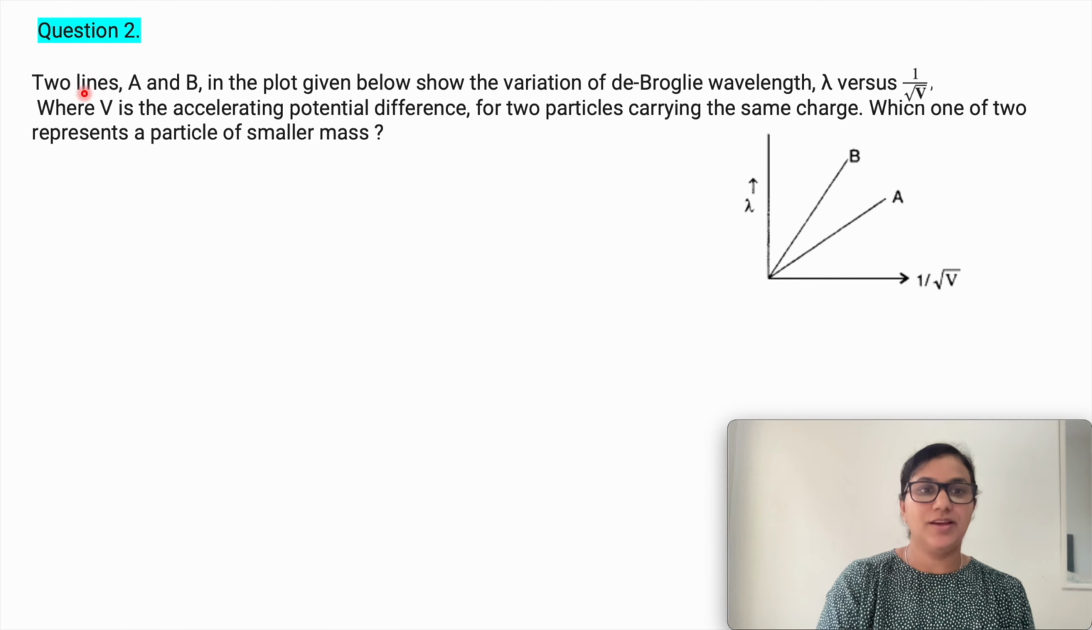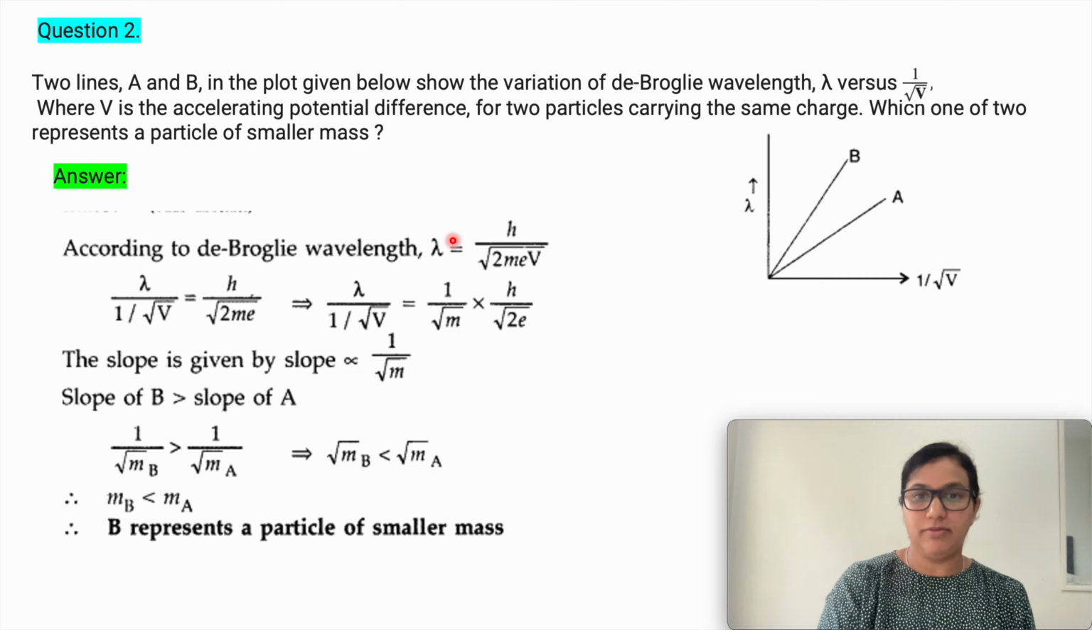Question number 2. Two lines A and B in the plot given below show the variation of de Broglie wavelength lambda versus 1 by root V, where V is the acceleration potential for two particles carrying the same charge. Which one of these two represents particles of smaller mass? So the answer is, according to de Broglie wavelength, we have the equation. Then from this equation, you can say that the slope is given by 1 by root of m. Therefore, the slope of B is greater than the slope of A. So B represents particles of smaller mass.